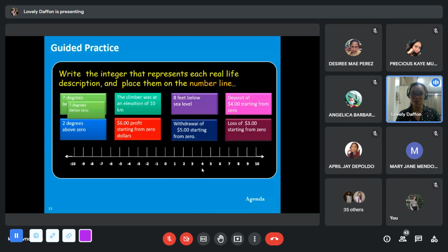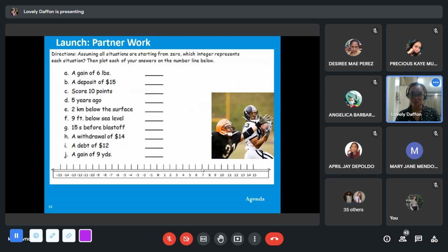Okay, let's move on. Alright, so this is also another example if we will be having partner work. Assuming all situations are starting from 0, which integer represents each situation? Then plot each of your answers on the number line below. A gain of 6 pounds, okay? That's 6. Deposit.